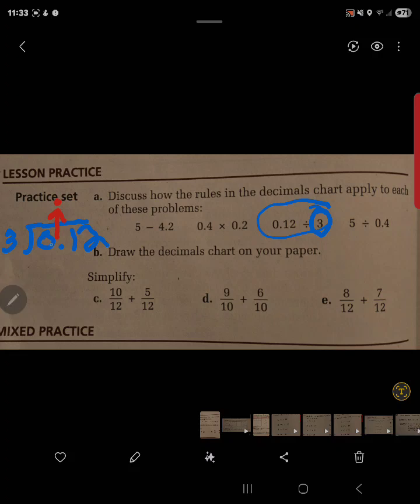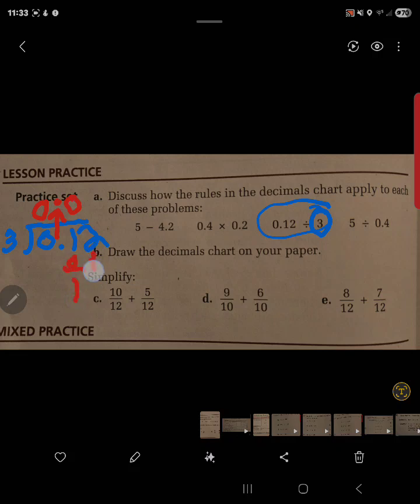So 3 can't go into 0, right? Or 3 goes into 0 0 times. We can't divide 3 into 1, right? So we're going to say 0, because 3 goes into 1 0 times, and we have a 0.